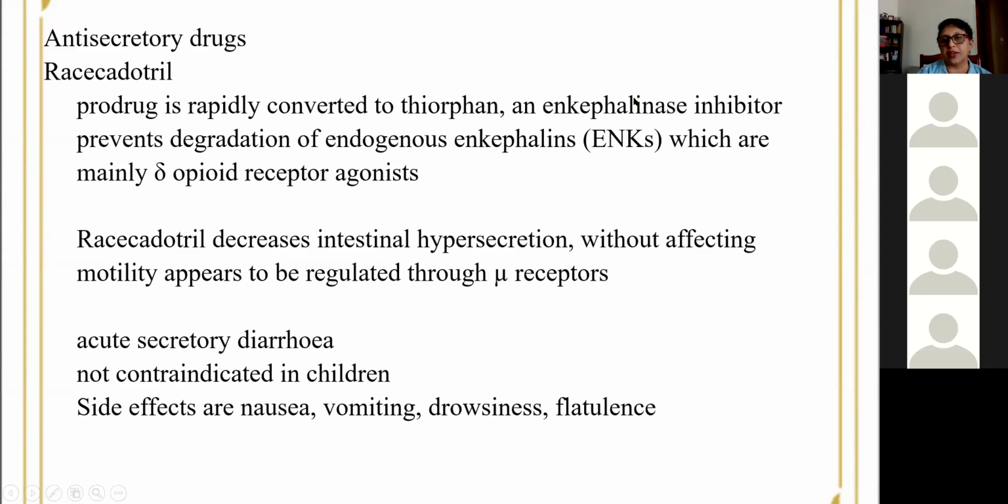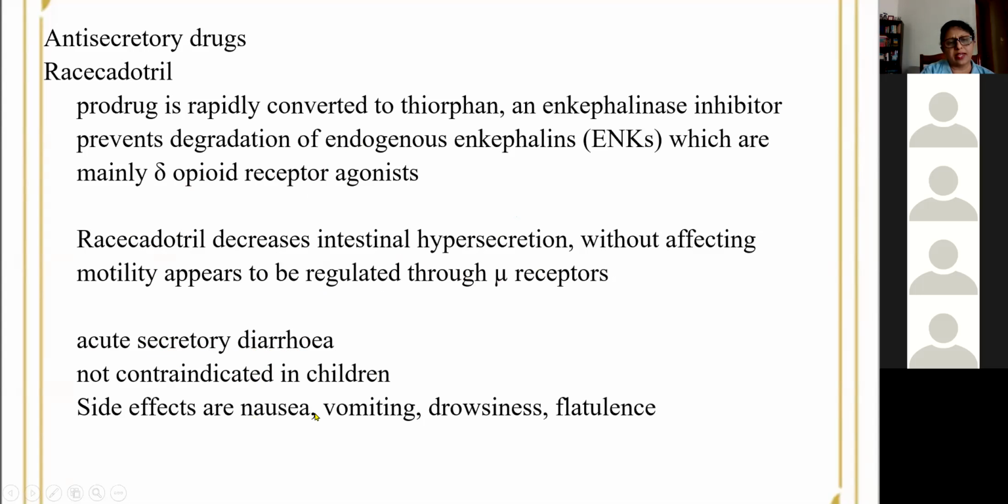Racecadotril, it is an enkephalinase inhibitor. So it is acting through mu opioid receptor. Understood? Not mu, it is delta opioid receptor. Understood? Yes or no? Yes. So racecadotril decreases the intestinal hypersecretion, but it won't affect the motility. There are drugs for that, I'll come to that. So racecadotril acts through delta opioid receptor, and we can use it in children also, mainly for acute secretory diarrhea because it prevents the intestinal hypersecretion.